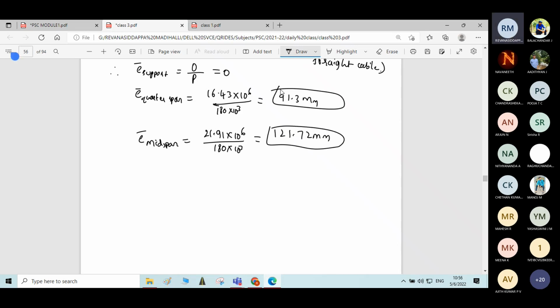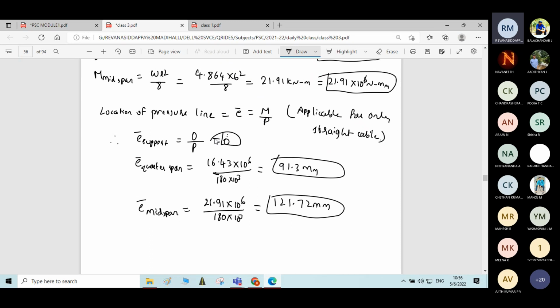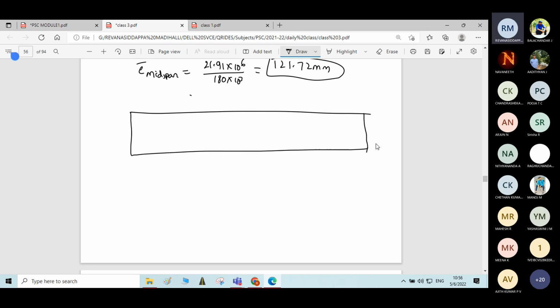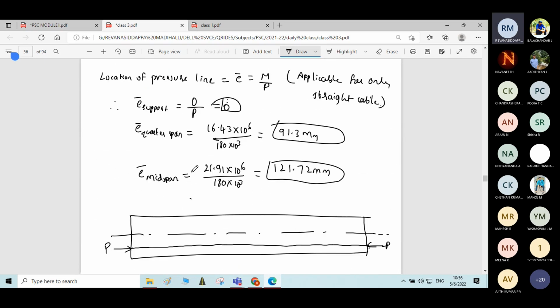Okay, now we can write the location of the thrust line. This is the longitudinal section of the beam. This is the centroidal axis. Here we have the prestressing force P, and this is the straight cable. At the support, what is the eccentricity from the pressure line? From the prestressing line, it is 0.